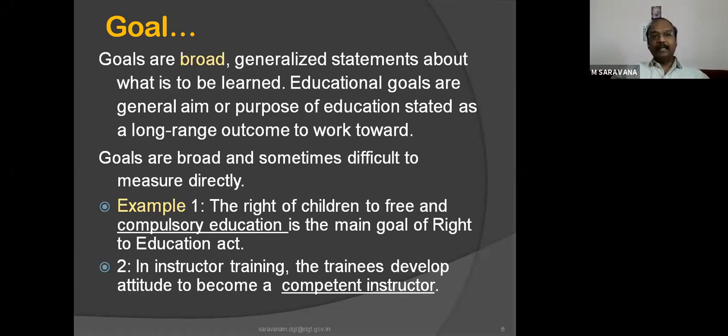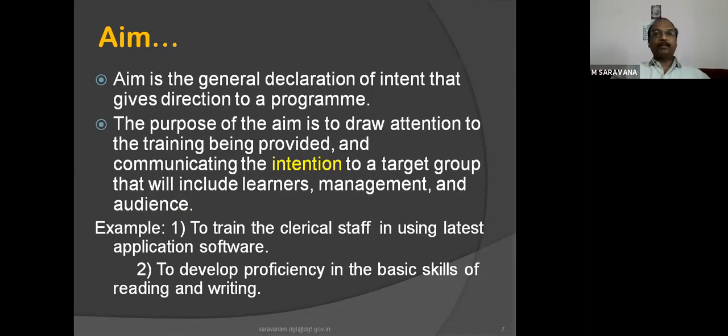Let us see what is aim. Aim is the general declaration of intent that gives direction to the program. So it is an intention. What we have in our mind, that is aim, intention, and how we will achieve it, that is the objective. The purpose of the aim is to draw attention to the training being provided and to communicate the intention to a target group that will include learners, management, and audience. So management will be there, learners will be there, even other participants, even audience will be there.